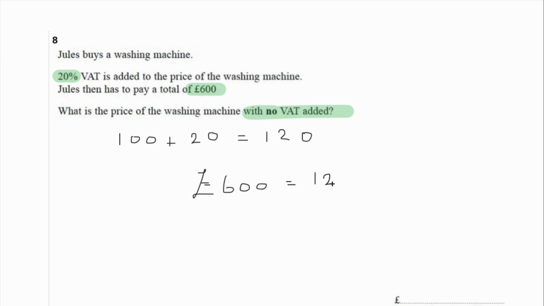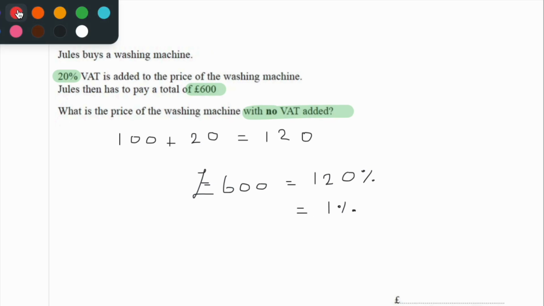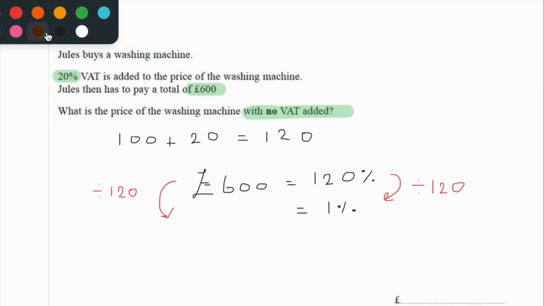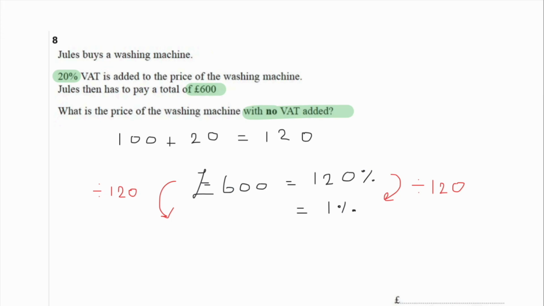So what we're going to do is make £600 equal to 120%, and then we want to find 1%, and we're going to do that by dividing both sides by 120. 600 divided by 120 is 5, and then we can do 5 times 100 to get £500. So the washing machine before the VAT was added would cost £500.